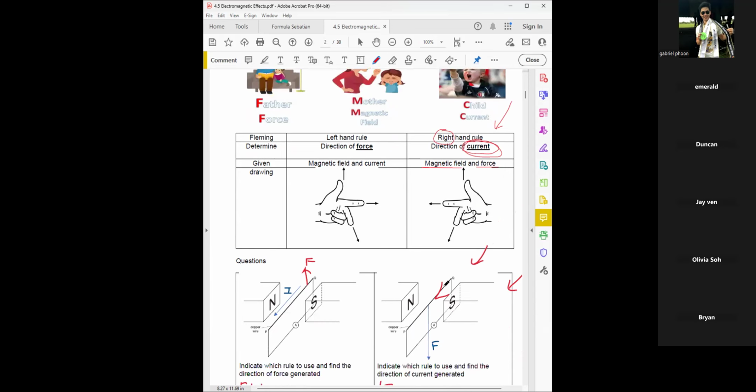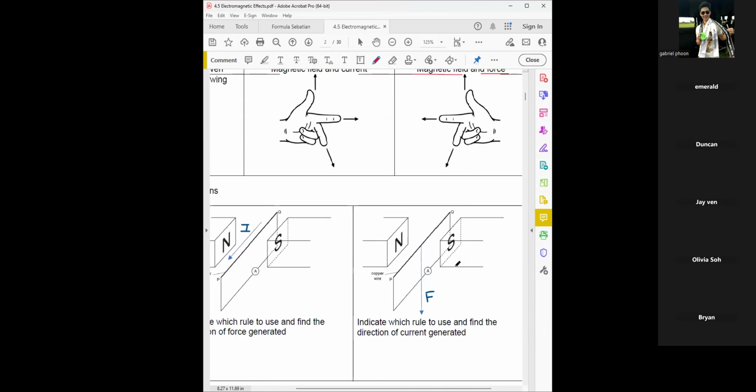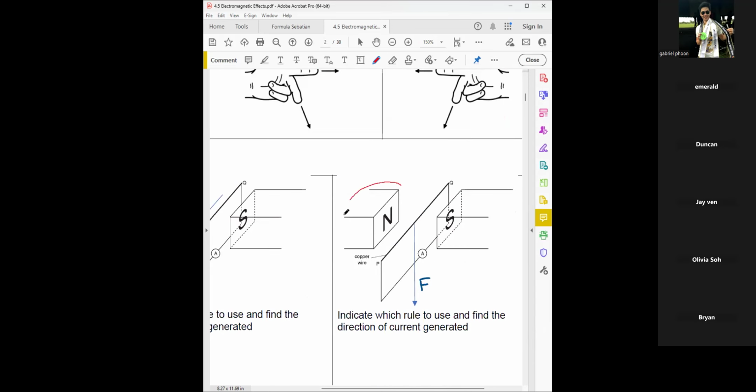For example, right now I have north and south here, which is the given magnetic field to the right. And let's say in the question somewhere, they say that I'll take this wire and swipe it downwards, the force. Which direction will the current be? Right now, look at the scenario. I'm given the magnetic field. I'm given the force direction. I'm looking for the direction of current. It could either flow up or down.